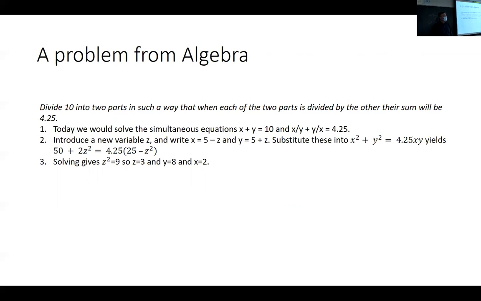We know that this problem is a problem the Babylonians could have answered. So like 3,000 years ago, they were doing these kind of problems. And so the way he does it is he introduces a new variable z. You let x equal 5 minus z and y equals 5 plus z.